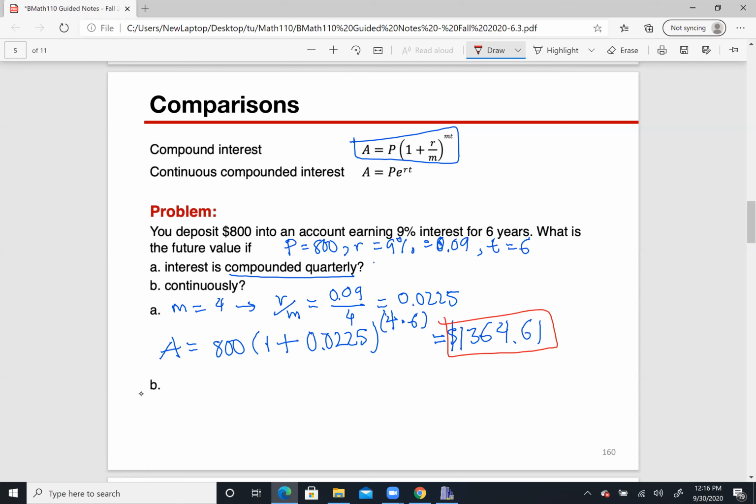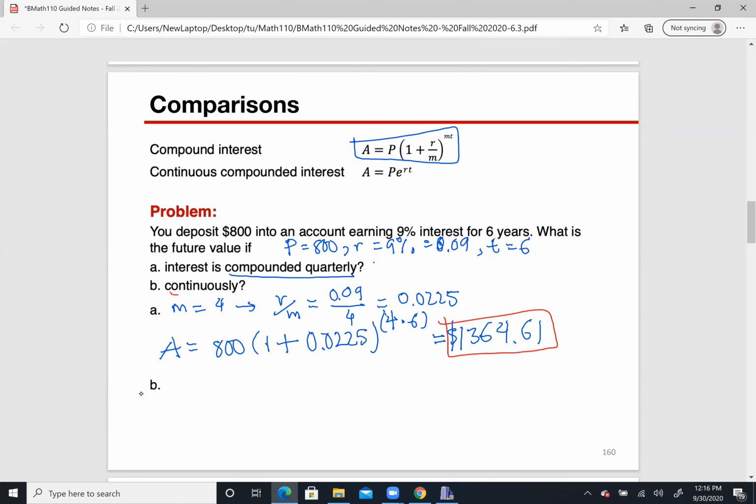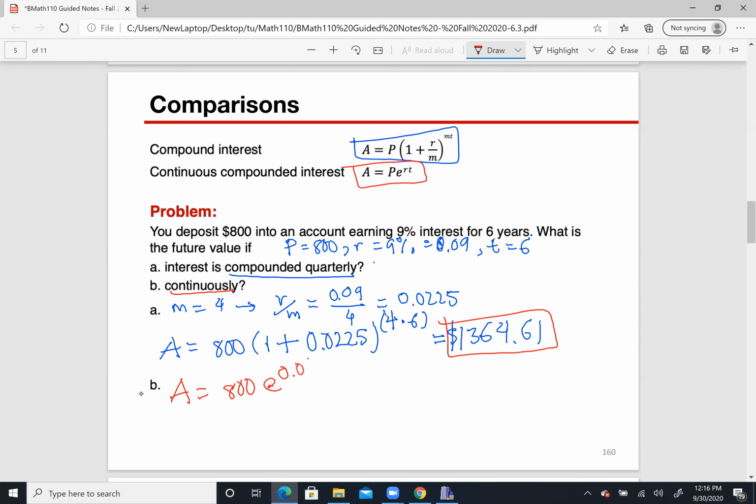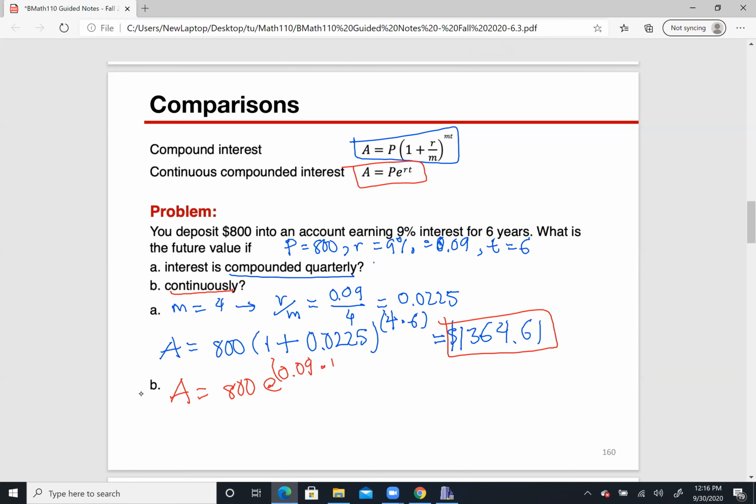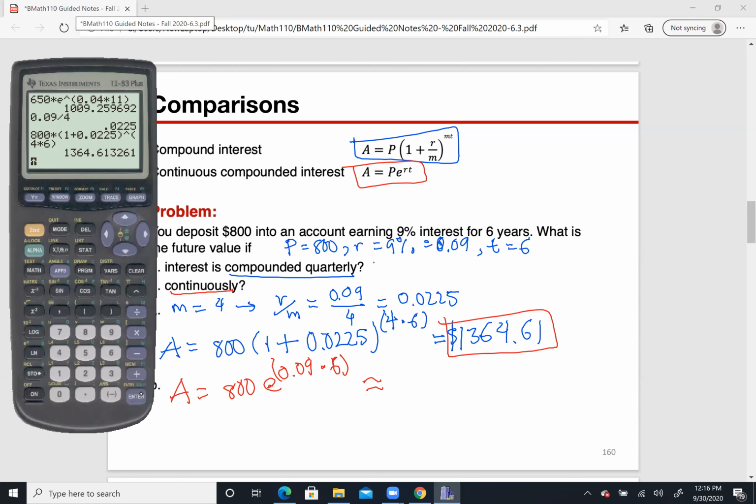Okay, now let's move to B. What if it's compounded continuously? So you have to use another formula. A equals P, which here is 800, times e to the power r, which here is 0.09, times t. So t is 6. Now you can use a calculator again.